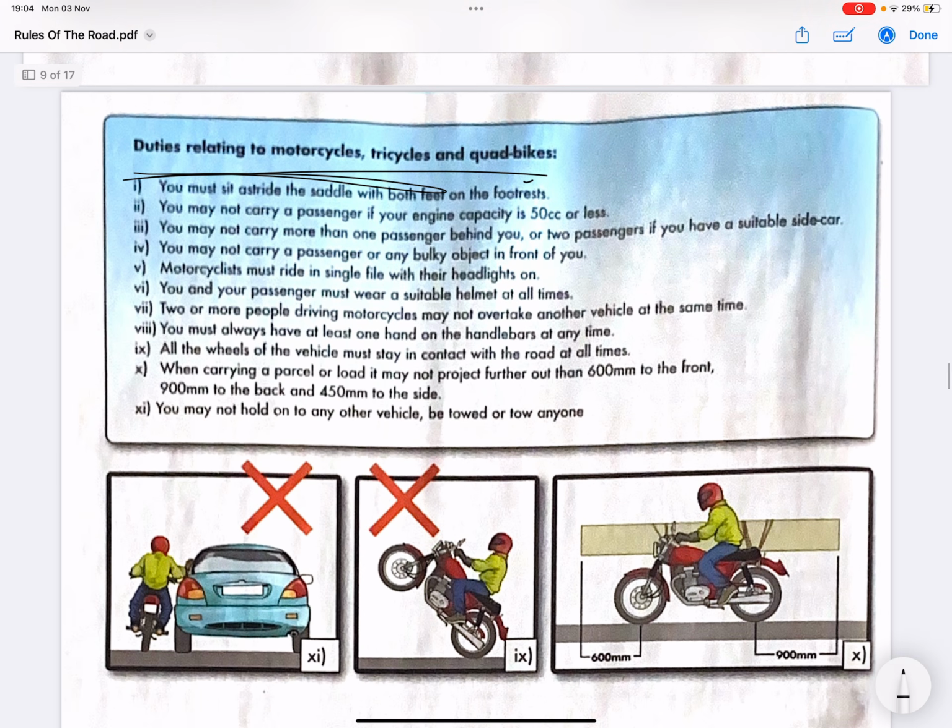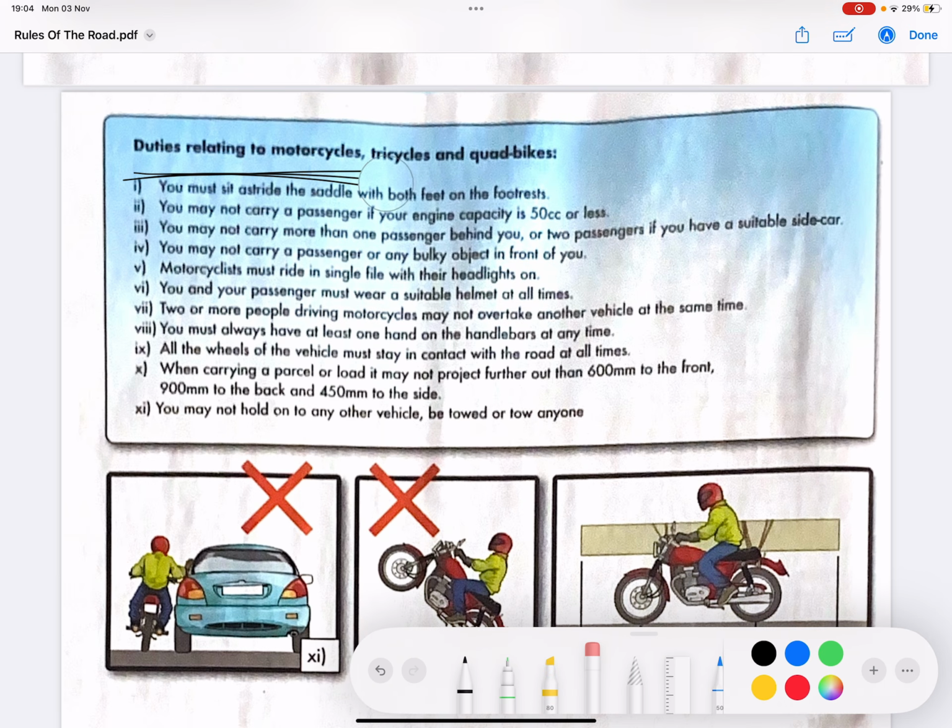And then here you have some duties relating to motorcycles, tricycles, and quad bikes. This is for people who wish to go and write their learner's licenses for the motorbike. They say you must sit astride the saddle with both feet on the footrests. You may not carry a passenger if your engine capacity is 50 cc or less.